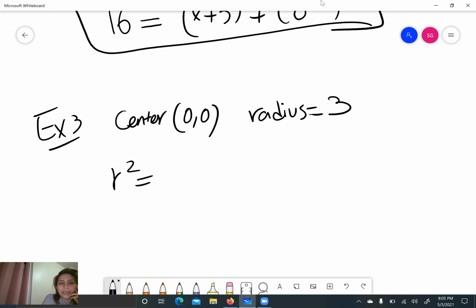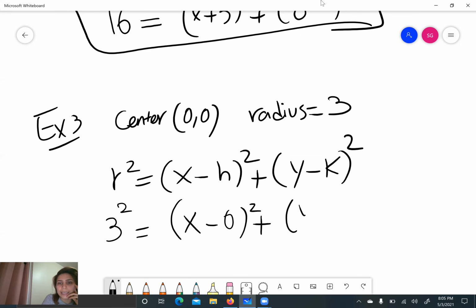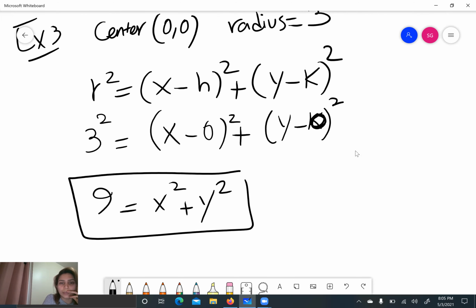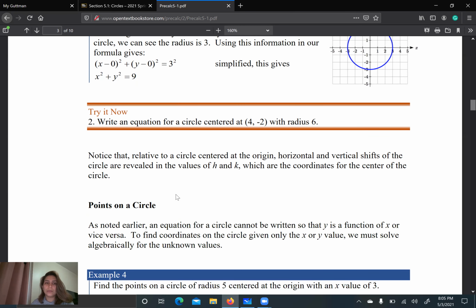So r² = (x − h)² + (y − k)². That is the formula for the circle. R in this case is 3, so it's going to be 3². H and k are 0 because the center is the origin. So it's going to be 9 = x² + y². That's it. x² + y² = 9 is the equation of this circle.